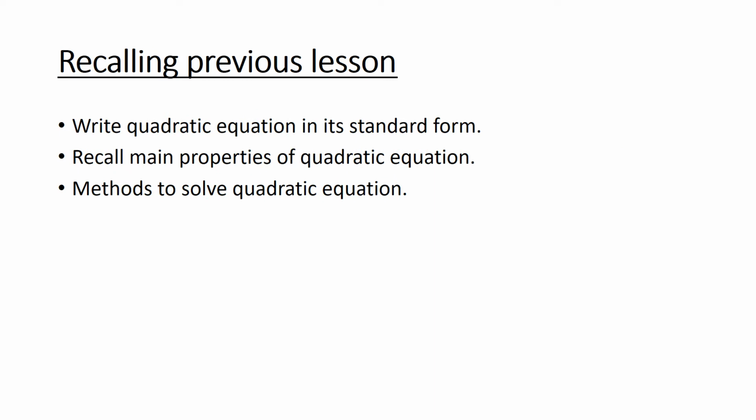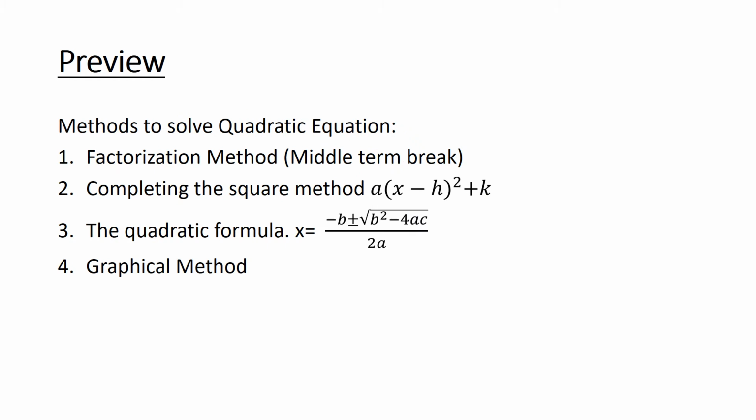In the previous lesson, we have learnt about what is a quadratic equation and its standard form. Also, we have learnt about the main properties of a quadratic equation and the ways to solve the quadratic equation, that is factorization method, completing the square method, quadratic formula, and the graphical method. These are the different methods which we have used to solve quadratic equation earlier in this chapter.